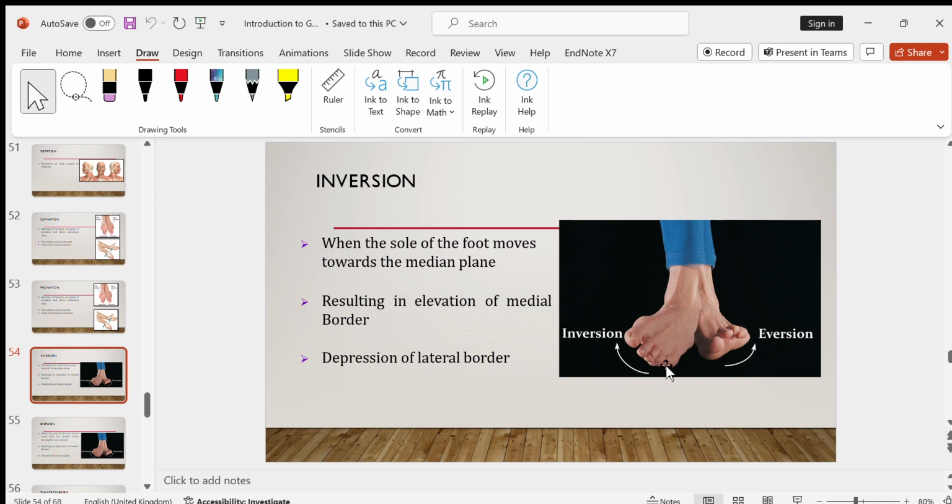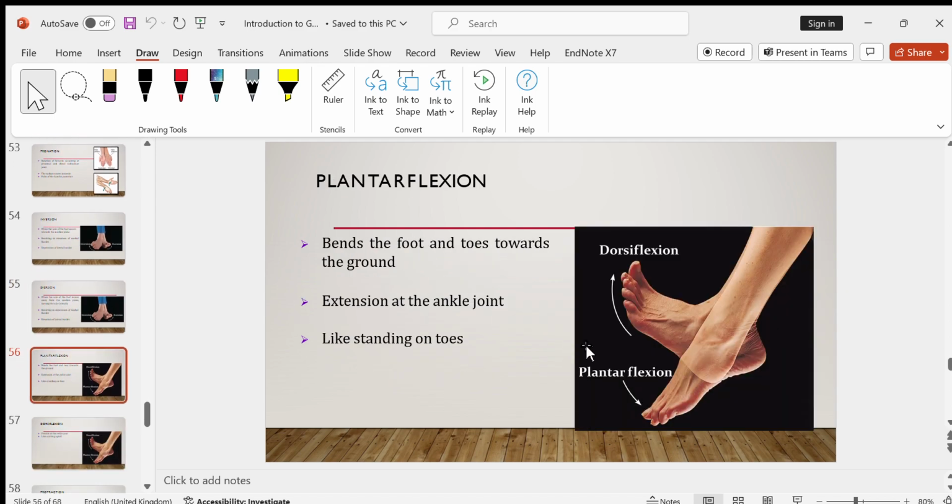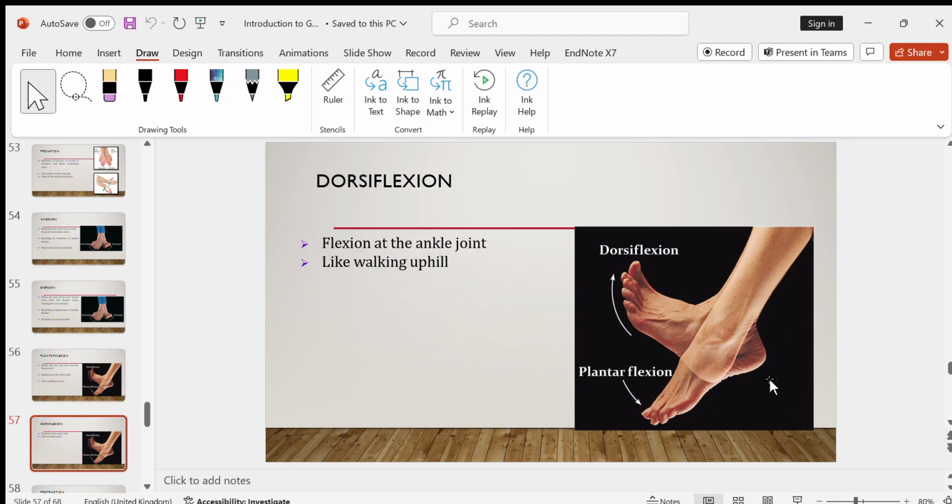Inversion is typically for the foot. If the plantar surface of the foot moves towards the median plane, it is inversion, and if it moves towards the outside, it is eversion. Plantar flexion and dorsiflexion are the two movements at the foot. Dorsiflexion is the movement where the dorsum of the foot moves towards the leg, and plantar flexion is the movement in which the sole of the foot moves towards the posterior surface of the leg. So this is dorsiflexion, the upward movement of the foot, and this is plantar flexion, the downward movement of the foot.